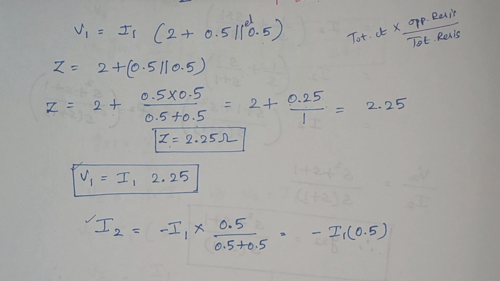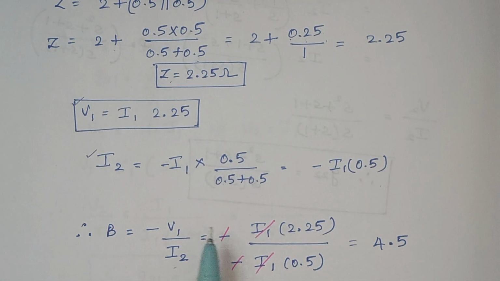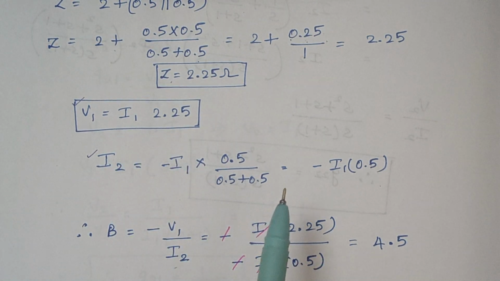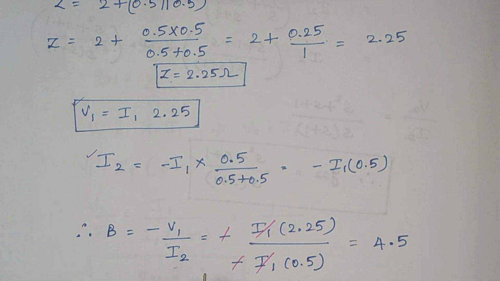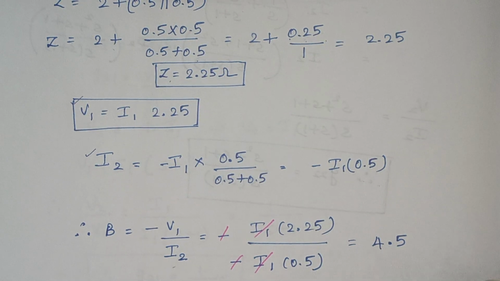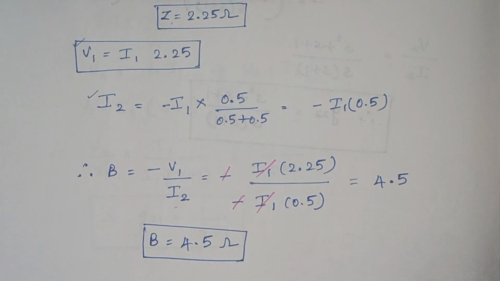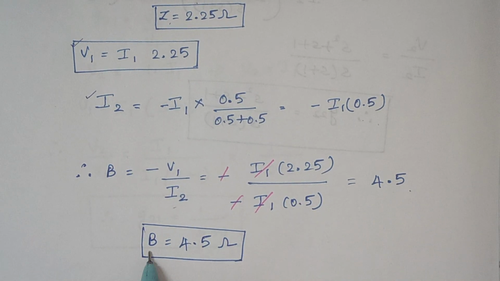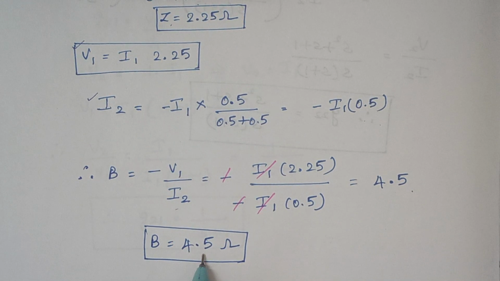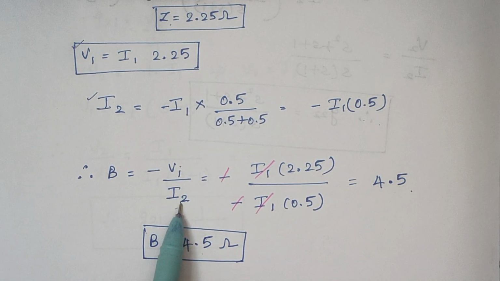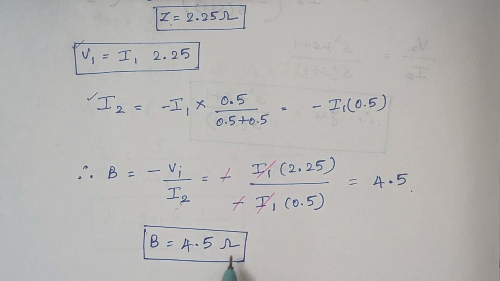So just substitute it here. B is given by minus V1 by I2. Therefore, minus what is V1? V1 is I1 into 2.25 divided by I2, which is again minus I1 into 0.5. So when you substitute, finally we have the answer as 4.5. So the value of B is 4.5 ohm, because it is the ratio of voltage to current, it is impedance. So here it is given in ohm.